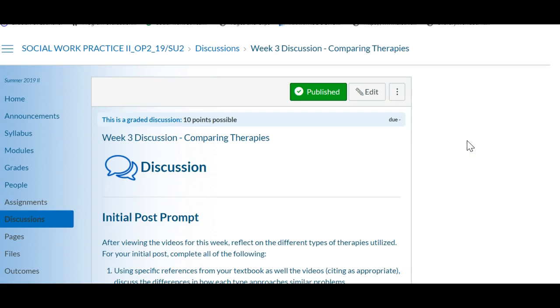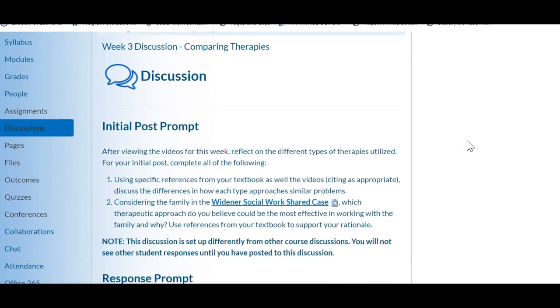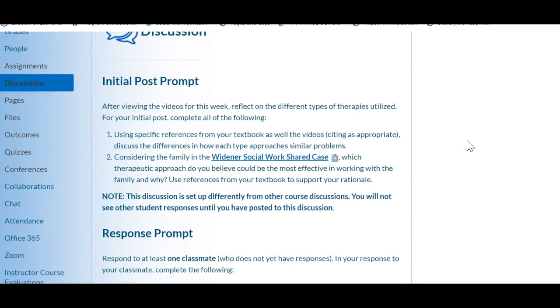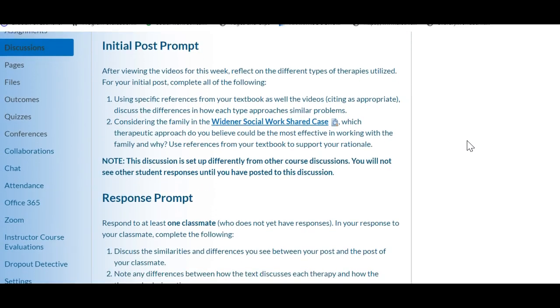You'll have your first discussion on comparing therapies. So you'll look at the different therapies utilized, using references from the textbook as well as videos, discuss the differences, and then you'll do a second part of the discussion, looking at the Widener shared case.